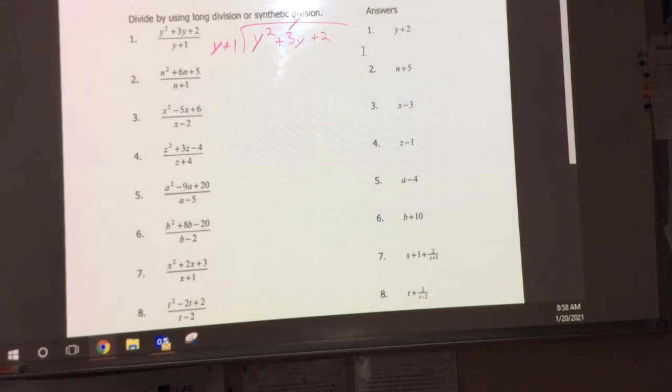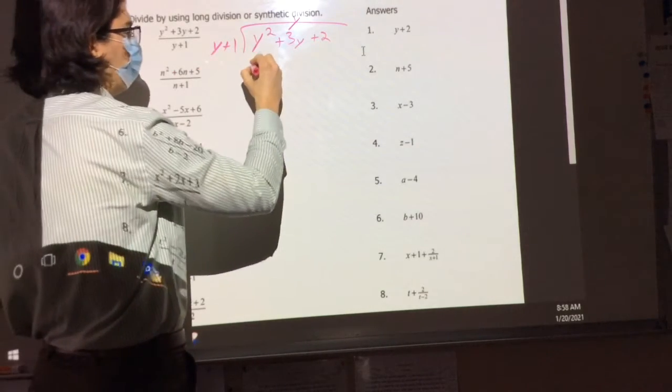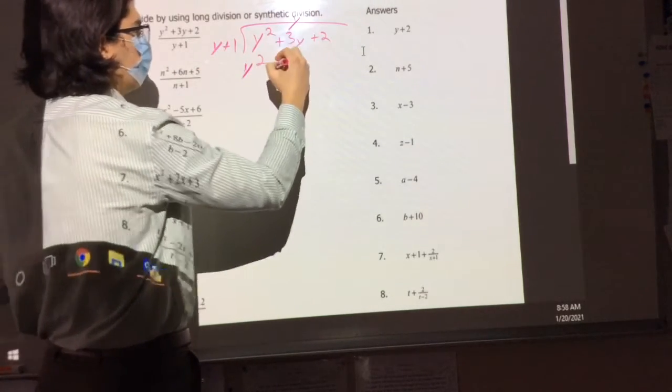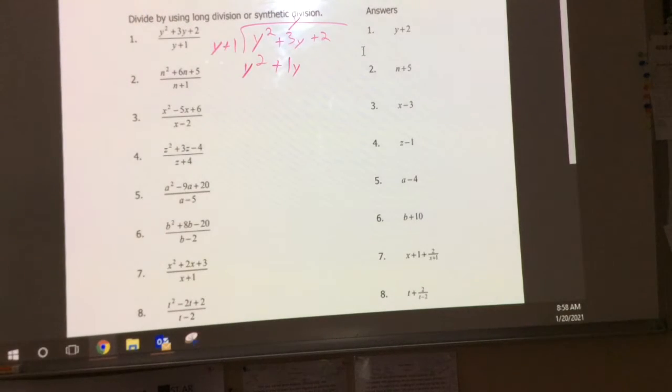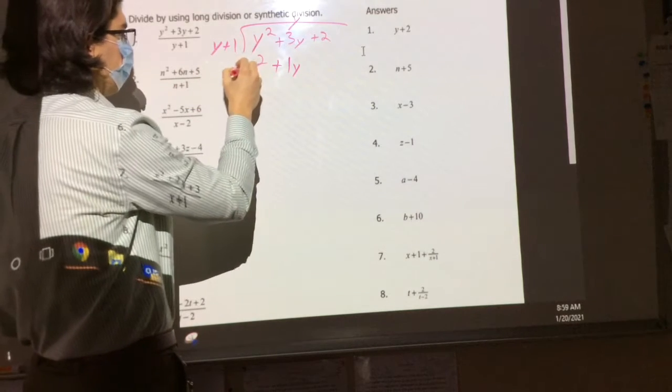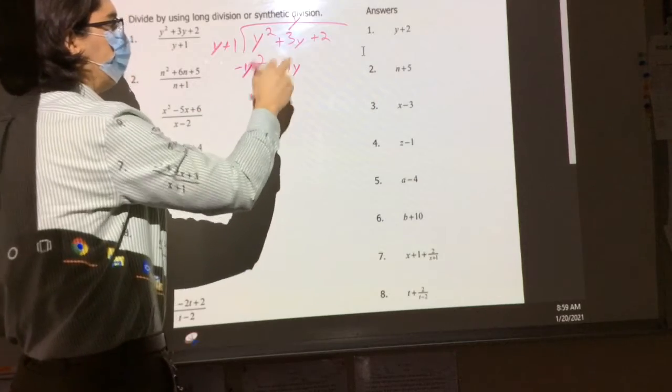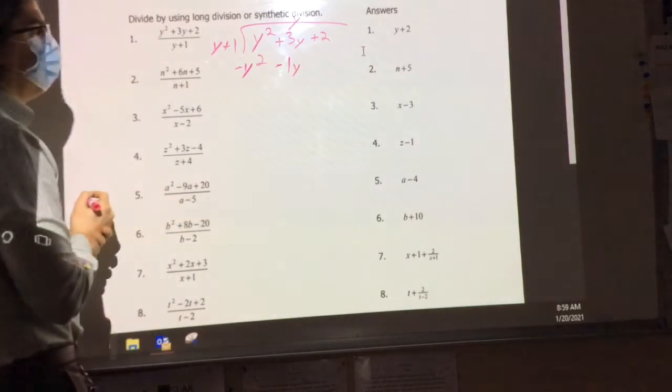Carter, what's next? Then you multiply. Yep, we're going to take y times y, which is going to give me y squared, and y times 1, which is going to give me 1y. Ryan, you know what to do next? Subtract. Yep, we're going to subtract these out. So this is going to become a negative, and this is going to become a negative. We're all okay with that?